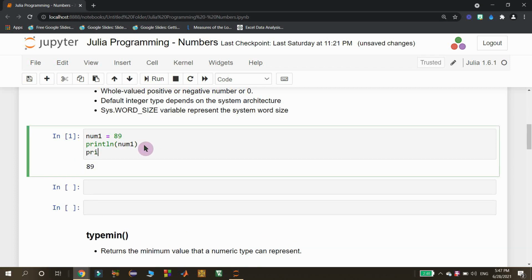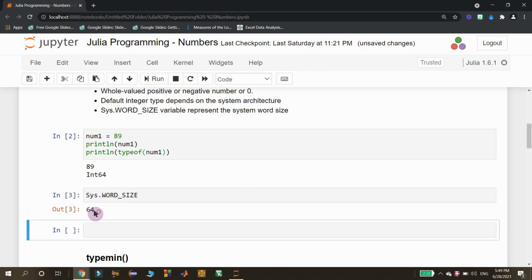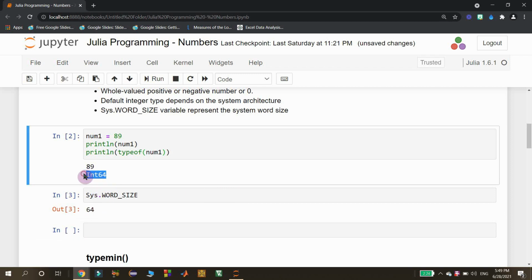To display the type of any variable, the Julia is having a function typeof. Here I am using the typeof function with num1 as an argument. If I run this cell, then the type is int64. If I use Sys.WORD_SIZE, then we will get the word size of the system. Here my system is 64-bit system, that's why the default integer type is int64.